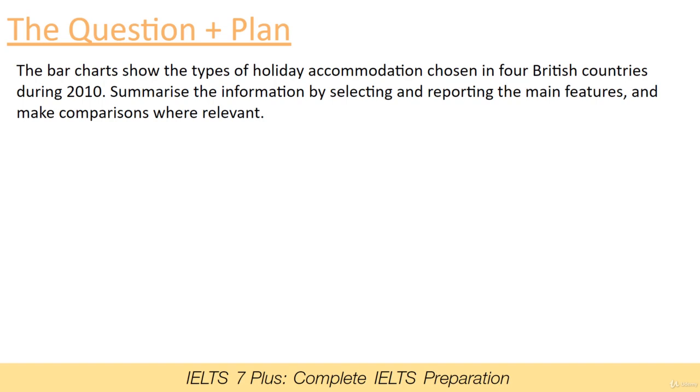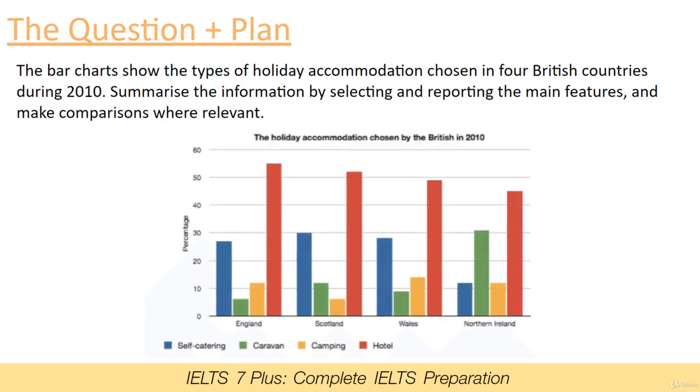Okay, let's take a look at these bar graphs then, these bar charts. So there we have it. Looks pretty straightforward. So begin with the title, Holiday Accommodation Chosen by the British in 2010. We have England on the left, followed by Scotland, Wales, then Northern Ireland on the x-axis of our bar chart. On the y-axis, we have percentages up from 0 all the way to 60%. Take a look at the key, please.